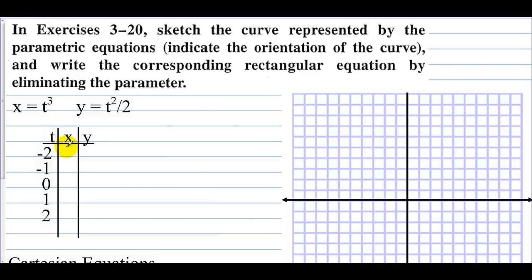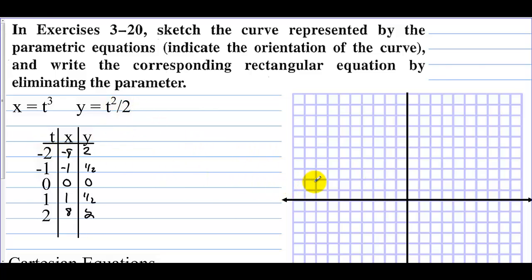So let's plug the t values in for the x. Negative 2 to the third is negative 8. Negative 1 to the third is negative 1, 0 is 0, 1 is 1, and 2 is 8. Then we have negative 2 squared is 4 divided by 2 is 2. We have 1 half, 0, 1 half, and then we have 2. I was thinking 4, but then 4 divided by 2 is 2.